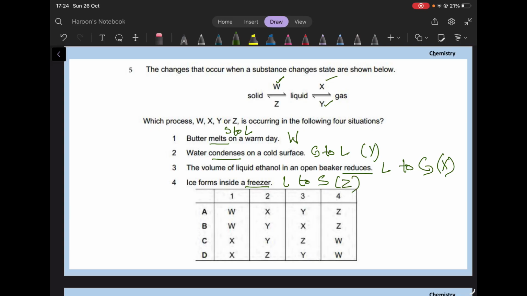So let's see, W, and then we have Y for number 2. We can cancel out A as already. You can see these two are already out because they didn't have W. Now A is also out. Just confirming for the next, 3 should be X and the last one should be Z. So B is the correct answer.